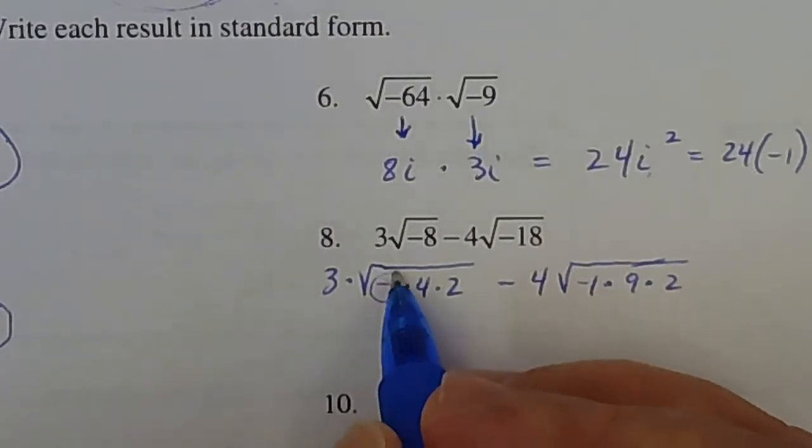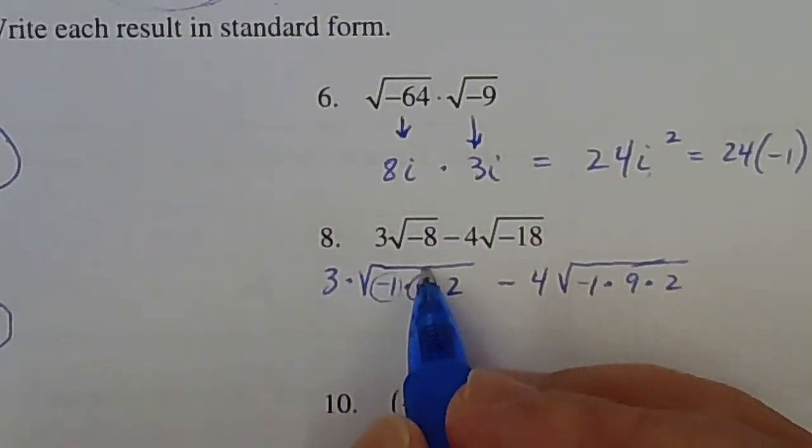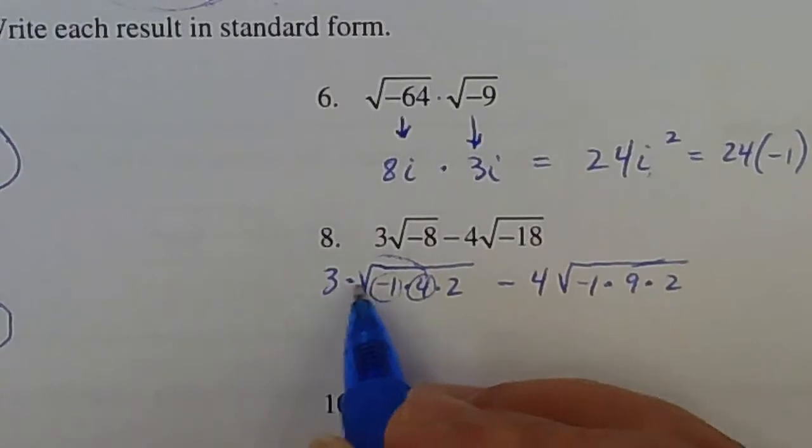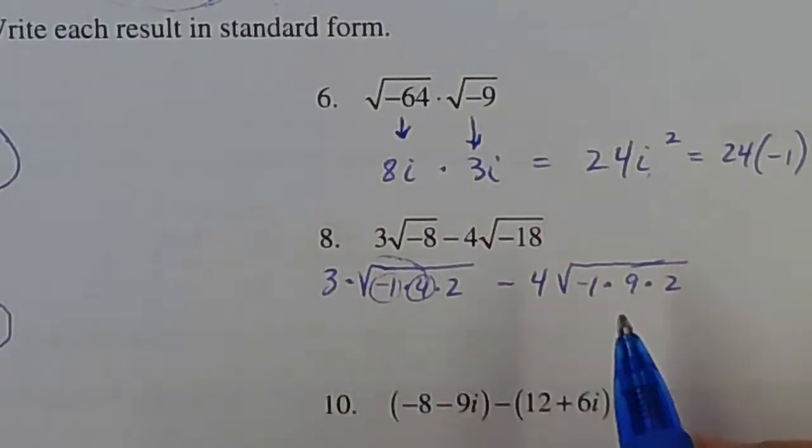Square root of negative 1 comes out as i, and the square root of 4, which is 2, comes out. But some people are like, what do I do with that 2? Do I add or multiply? Remember, the 3's out here next to it, meaning multiplication. When things are next to each other in algebra, it means to multiply.